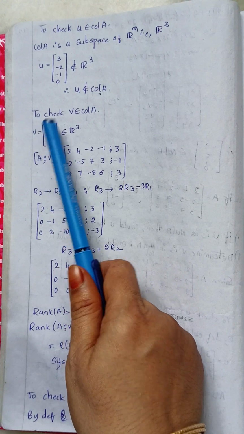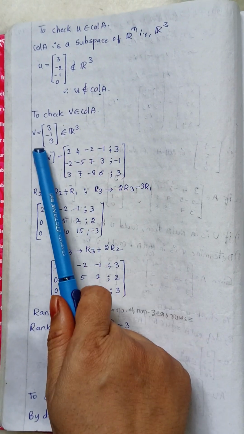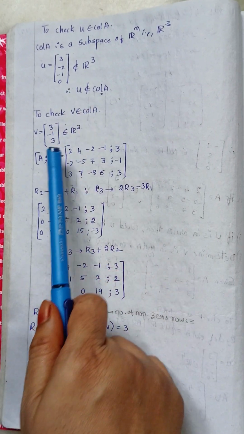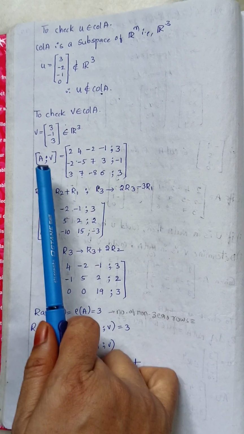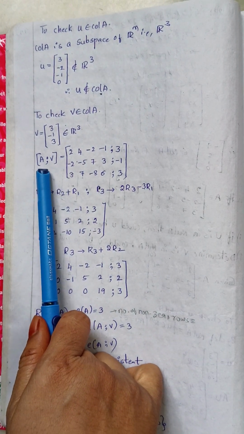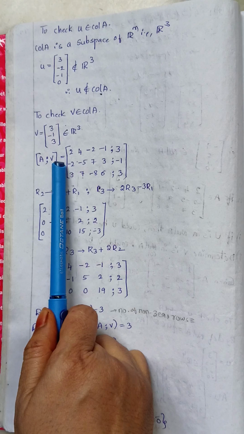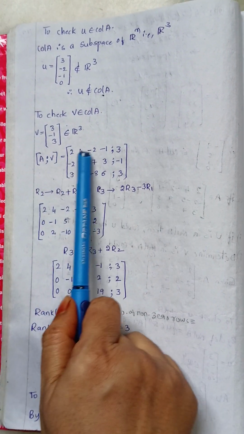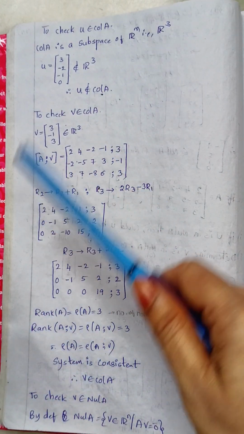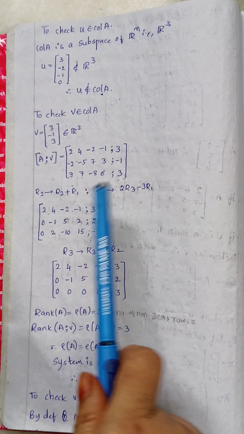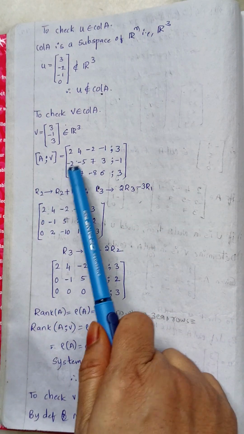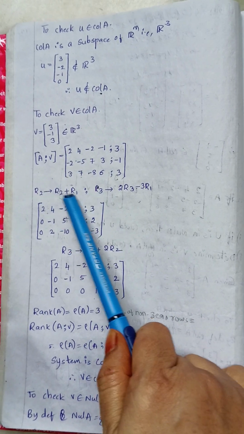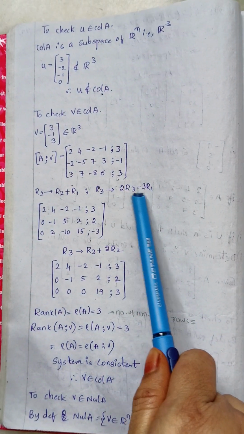Similarly, we can check whether V belongs to Col A or not. Yes, we have 3 entries, so it belongs to R^3, and to check whether it belongs to Col A or not, we take the augmented matrix A and V. Here B is given, so we write AB; here V is given, that's why we are taking the augmented matrix AV. Write matrix A and V here, and do row operations. First do row operations to convert entries into 0. Let us see. This is R2 plus R1. Here same, 2R3 minus 3R1.